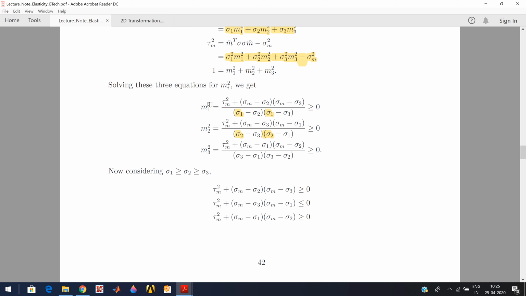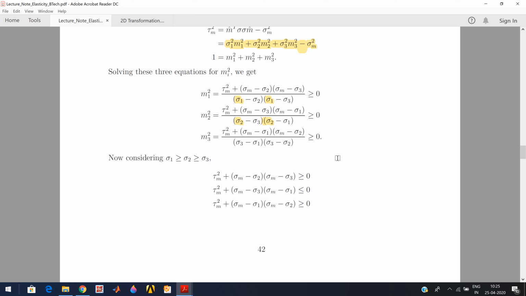And we know that this is the square of the components m1, m2, and m3. So the squares should be greater than or equal to 0. So we get one inequality. And now we'll see closely what these equations are actually giving us.